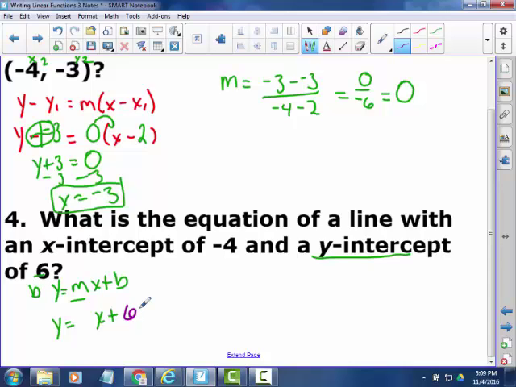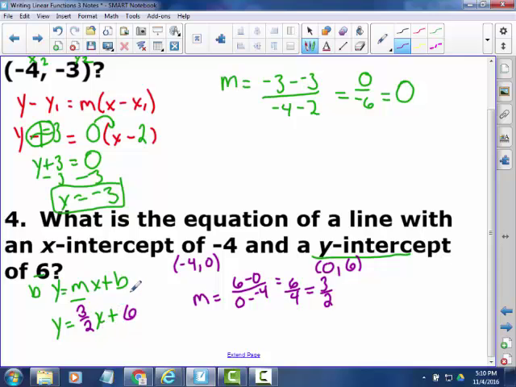So y equals blank x plus blank, and b is 6. Now I need to figure out the slope. For the slope, I need 2 points. Well, technically I have 2 points, because the x-intercept and the y-intercept are actual points. The x-intercept is written as (-4, 0), and the y-intercept would be (0, 6). So I could find the slope by saying m equals 6 minus 0 over 0 minus -4, which would simply be 6 over 4, which simplifies to 3/2. So y equals 3/2 x plus 6. And that's my equation. Yay!